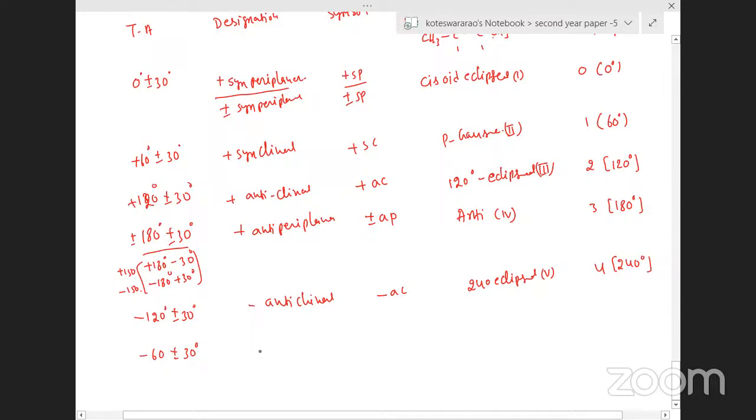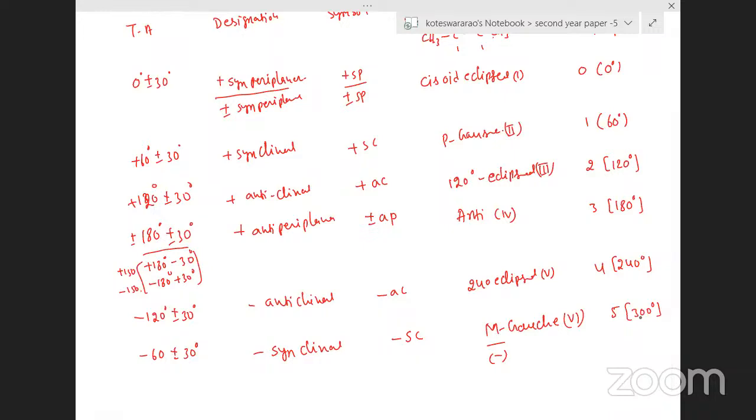Right. Now this is called synclinal minus, minus SC. This is called minus gauche, M-gauche. Here the M represents the minus. Gauche conformer. It is the sixth conformer. It is a multiple of 5 times 60, that is 300 degrees of rotation, the dihedral angle.